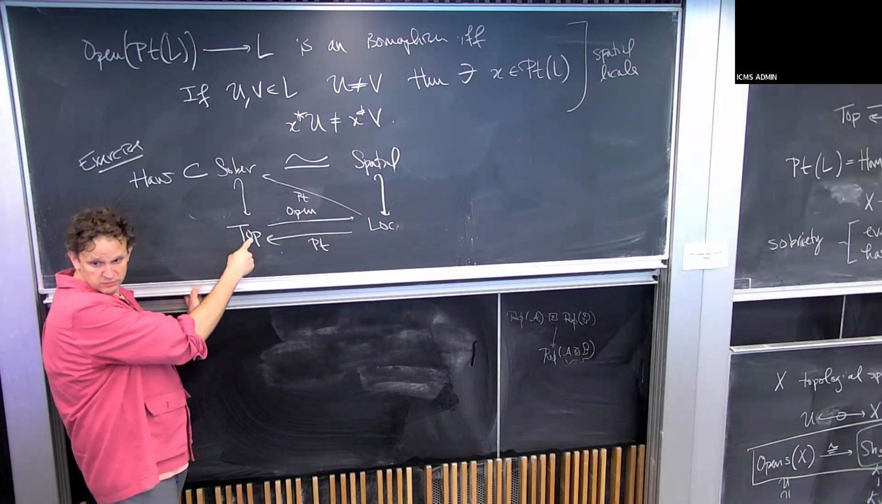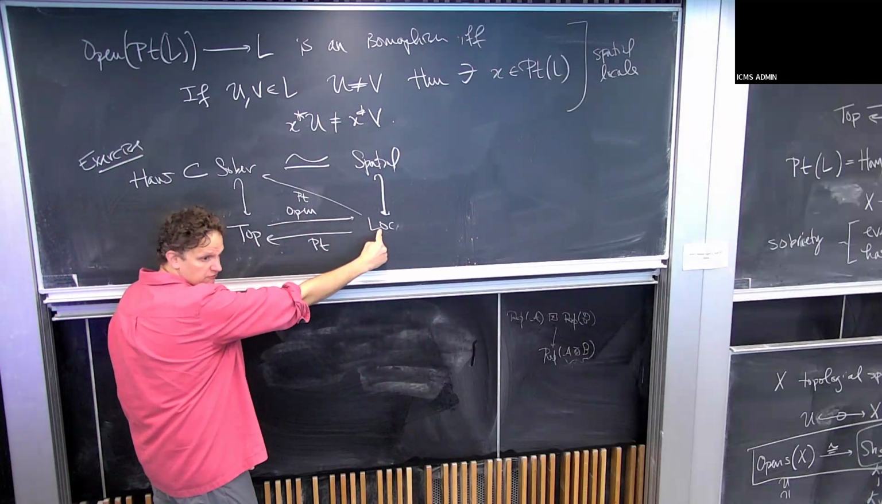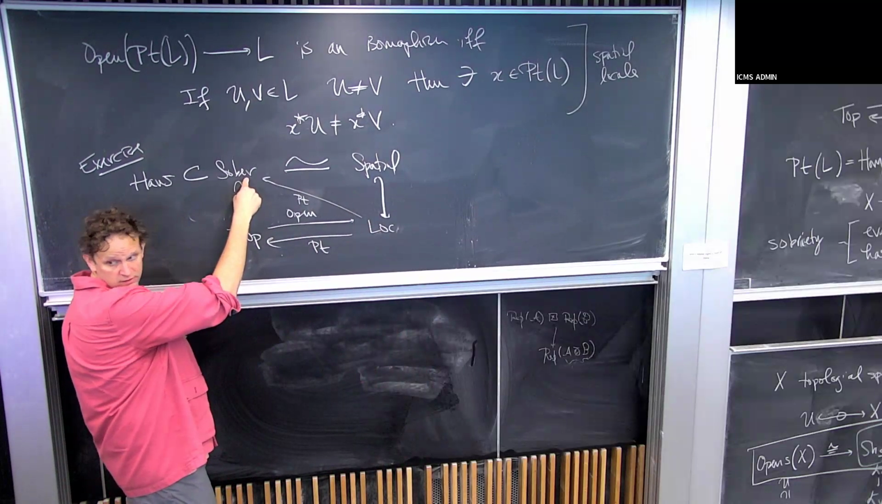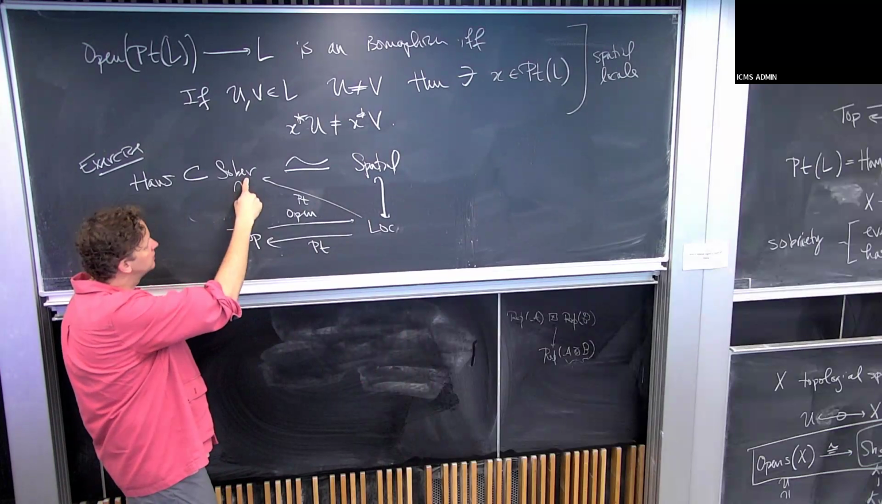If your space is drunk, you can take the locale of opens, you can take the points of that, and now it's sober. Would that alcohol work the same way?